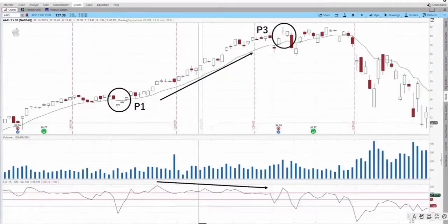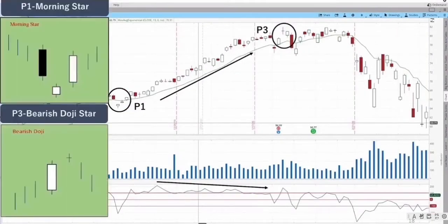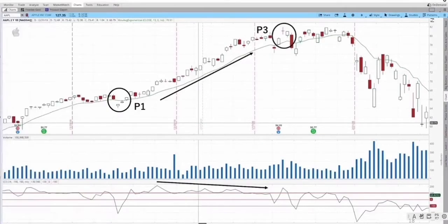This is another trade example. So this chart shows P1 morning star and P3 is a bearish doji star. So before you buy at P1, I think you should consider the two signals. One is the indicator CCI is really supporting because it is oversold here. And then you can try to see the morning star here. But before you take this position, you'd better wait until the price goes above the moving average.